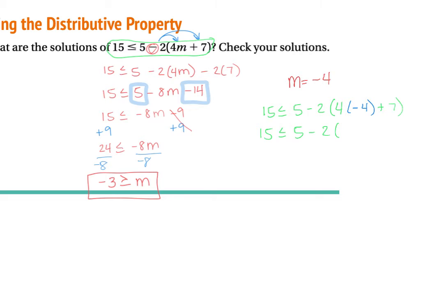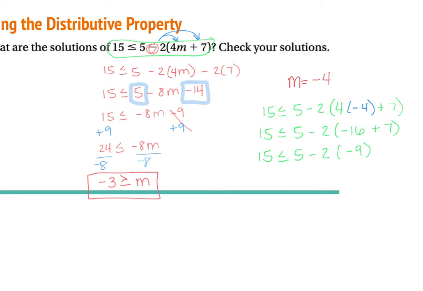Okay, remember, PEMDAS means we have to simplify what's inside the parentheses first. So let's look at what's inside the parentheses. I see 4 times negative 4 plus 7. Remember, multiplication comes first. So we have to multiply the 4 times negative 4 first. This is going to give us negative 16 plus 7. What's inside the parentheses still isn't solved, so we have to keep working in there before we do anything else. So it's going to be 15 is less than or equal to 5 minus 2 times negative 16 plus 7, which will give us negative 9.